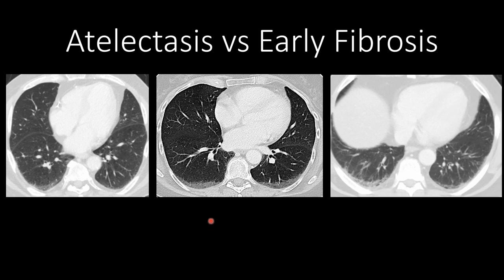But what this is not is patchy peripheral ground glass opacity, as you would see in organizing pneumonia or a viral pneumonia. It's very symmetric. It's isolated to the dependent portions of the lungs. Not organizing pneumonia. This is atelectasis or maybe early fibrosis.